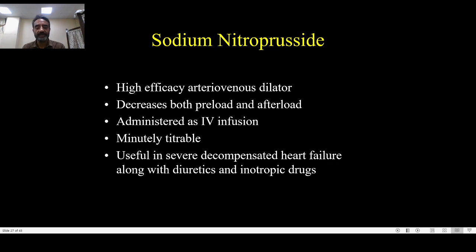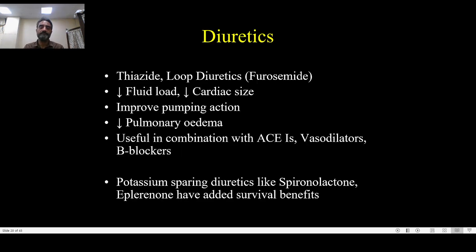Sodium nitroprusside is a high efficacy arteriovenous dilator. It decreases both preload and afterload, is administered by intravenous infusion, and is minutely titratable. It is useful in severe decompensated heart failure along with diuretics and inotropic drugs. It is not used for long-term use.